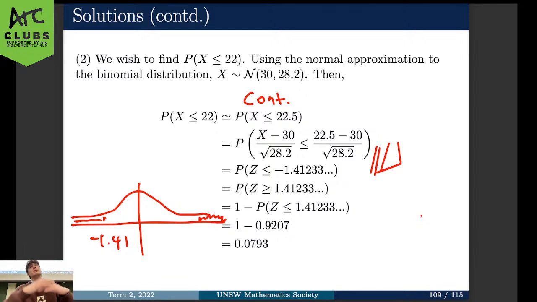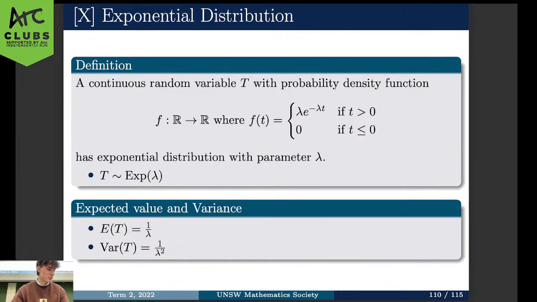Because we know the area of the entire curve should be 1, this just comes down to 1 minus the probability of Z being less than or equal to 1.41. And using our standard normal table, we should get a probability here of 0.0793. So moving on to the next part, this is the exponential distribution.